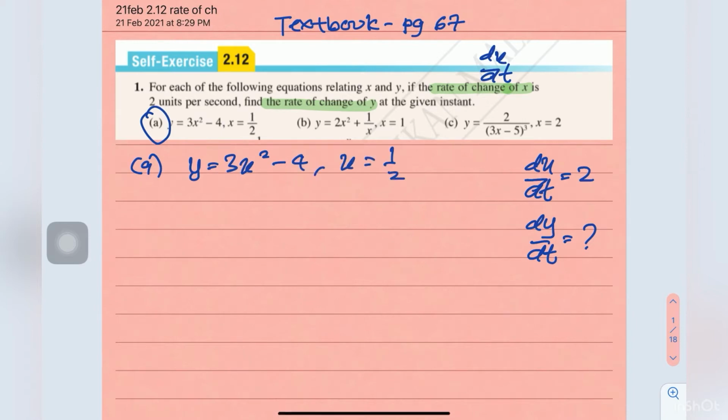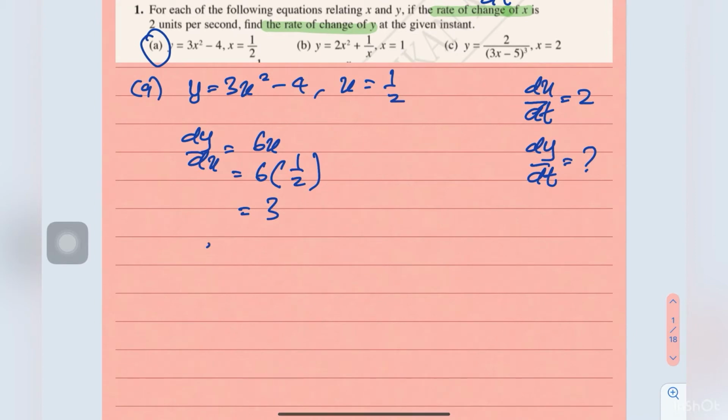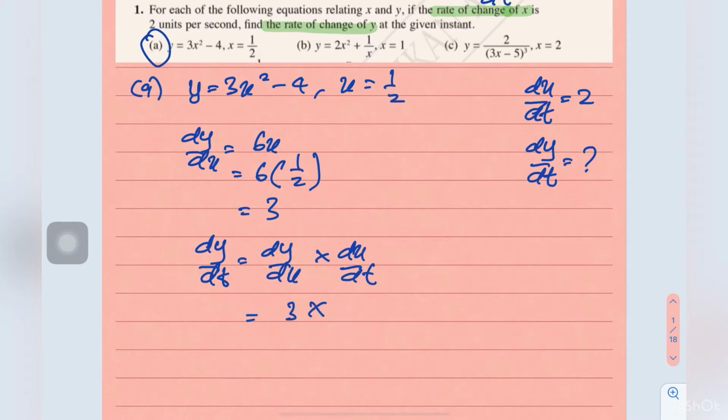over 2. So first of all, you find dy/dx equals 6x, and then substitute x equals 1 over 2, becomes 3, so dy/dx is 3. Then by using the chain rule, dy/dt equals dy/dx times dx/dt, so equals 3 times 2. So the final answer is 6 units per second.